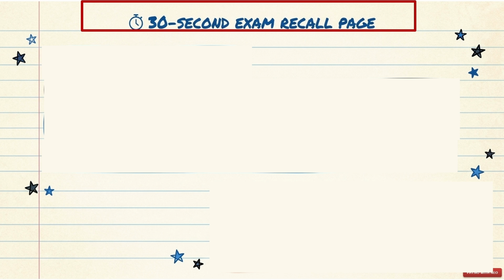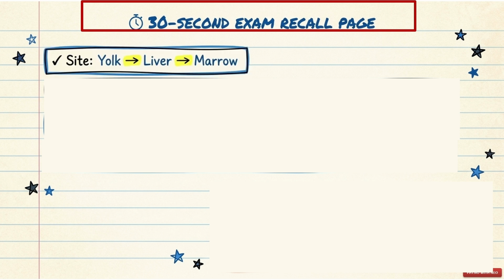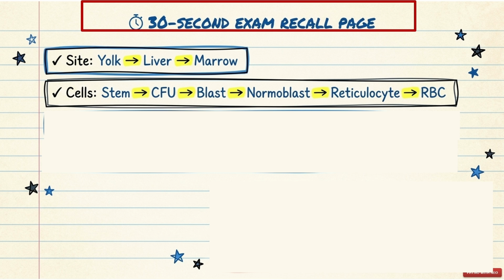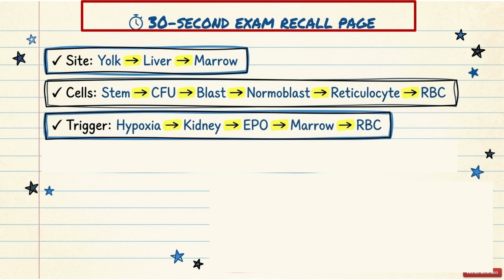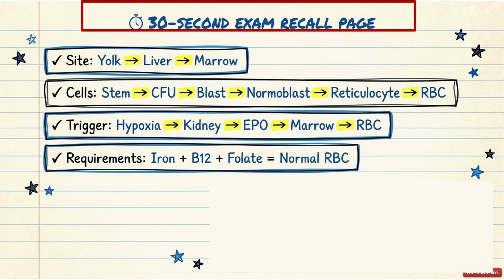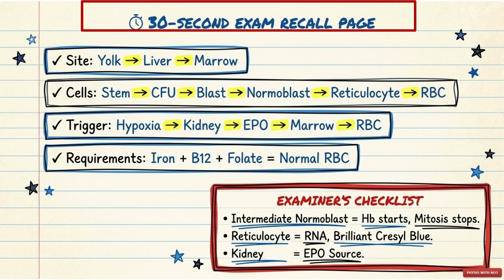Just before going for exam, remember this page. Sites: yolk sac, liver, bone marrow. Cells: stem cells, colony forming unit, blast, normoblast, reticulocytes and RBCs. Trigger: hypoxia, stimulates kidney to release erythropoietin which acts on bone marrow and produces RBCs. And requirement for erythropoiesis: iron, vitamin B12 and folate for normal RBCs. Remember, intermediate normoblast is the stage where hemoglobin starts and mitosis stops. Reticulocytes contain RNA stained by brilliant cresyl blue, and kidney is the main source of erythropoietin. This one page can help you reproduce the entire answer.